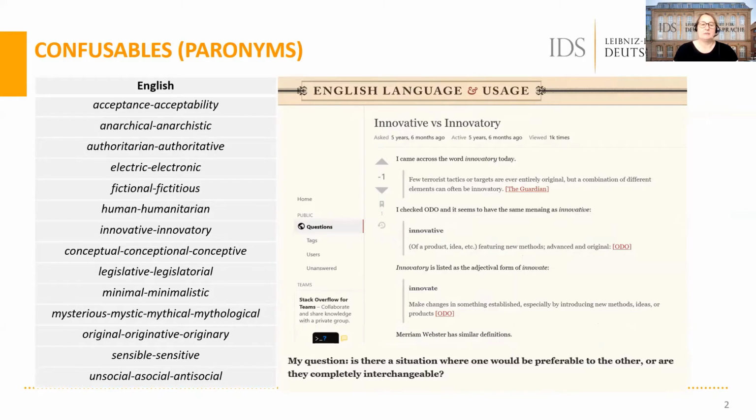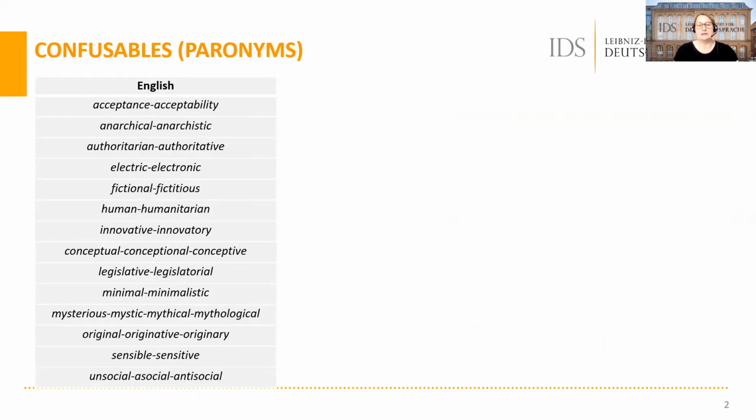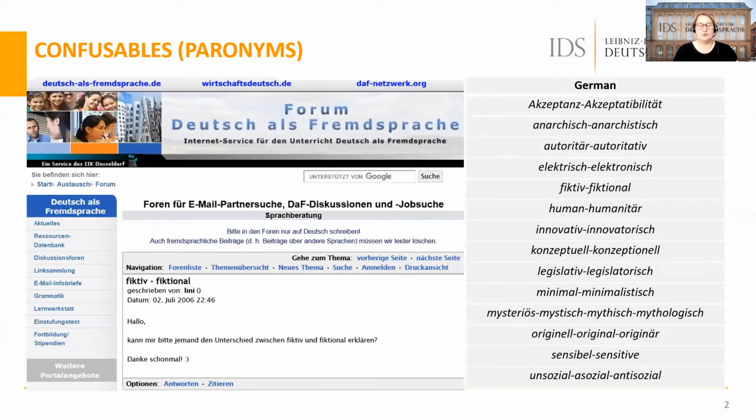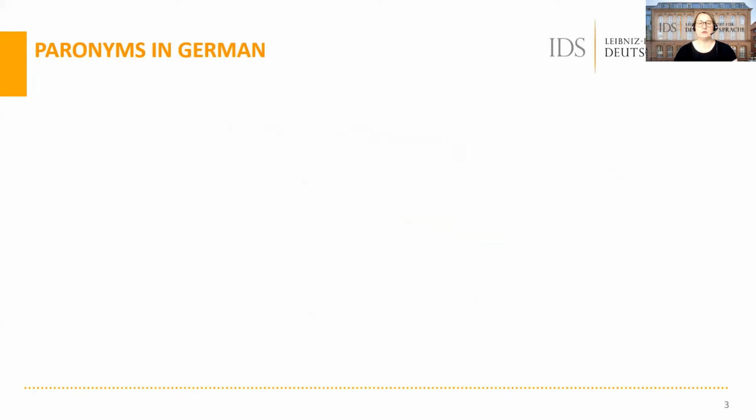Such pairs can be found in most European languages. I provided you here with the list of German formal equivalents. And as you see, here too, in situations of language doubt, people search for help in forums for German as a foreign language, for example, and they are interested in this case in the difference between fictive and fictional, fictitious and fictional. Let me turn to German paronyms in particular now.